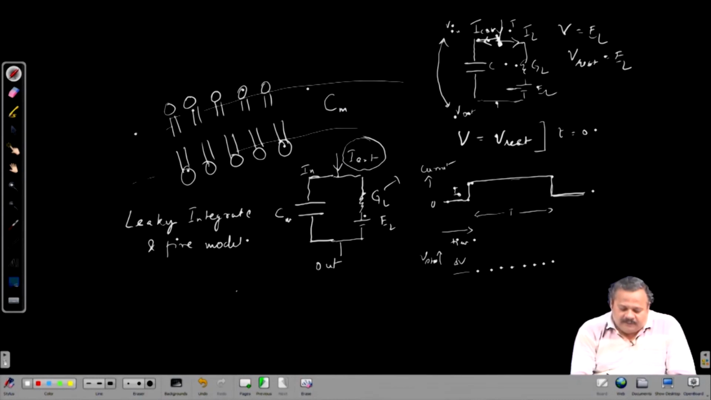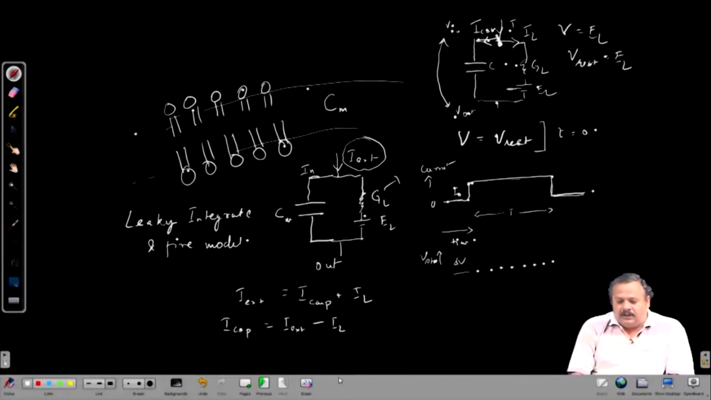then the currents must sum to 0, that is, the I external is equal to the I capacitor plus the I leak. Essentially, I capacitor is equal to I external minus I leak. Now if we write out what the I capacitor is, it is essentially C dV dt.